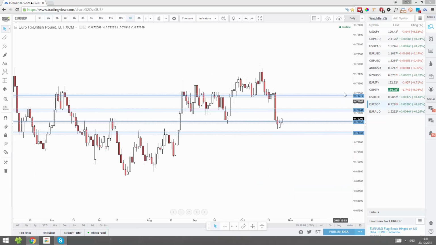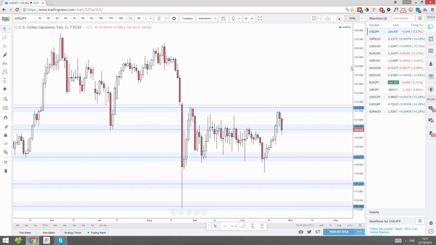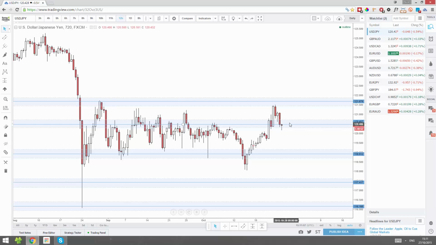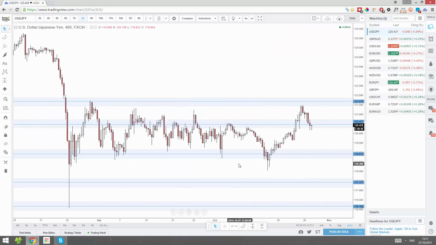Okay, so that is it for the analysis. USD JPY is looking like it might potentially form into a setup on the 12-hour and the 8-hour. So keep an eye out for that. There's nothing much happening on any of the other pairs, really.